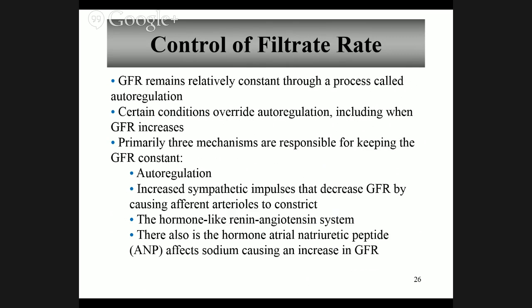The GFR remains relatively constant through a process called autoregulation. Certain conditions, though, will override autoregulation, including when the GFR increases. But primarily three mechanisms are responsible for keeping the GFR constant. Those include autoregulation, increased sympathetic impulses that decrease GFR by causing afferent arterioles to constrict, the hormone-like renin-angiotensin system, and there's also the hormone natriuretic peptide, ANP, which affects the sodium, causing an increase in the GFR.